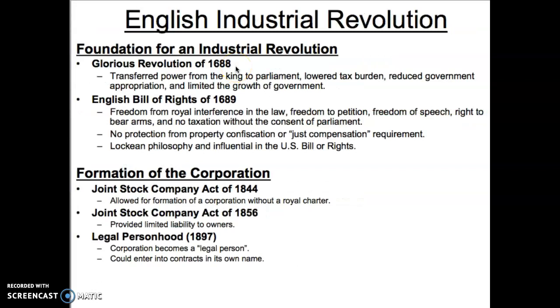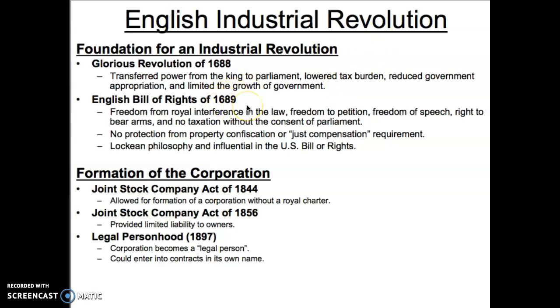An even greater change came with the Glorious Revolution of 1688. This transferred power from the king to parliament. This movement away from a king, autocratic kind of government to a representative democracy, parliament, lowered the tax burden, it reduced government appropriation, and limited the growth of government. All ingredients of creating an industrial revolution.